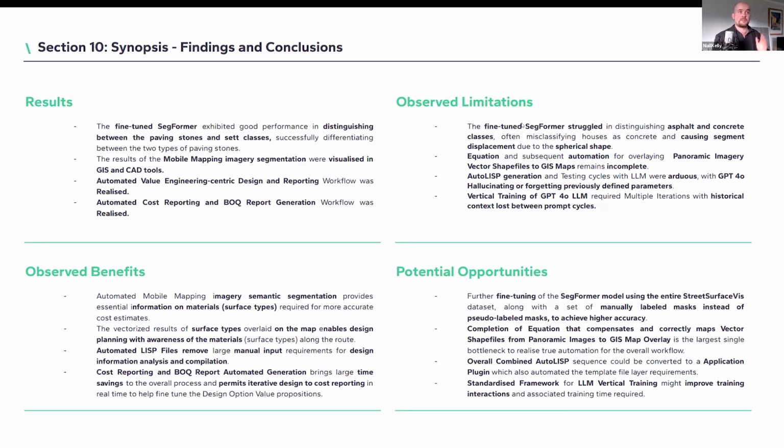And then the potential opportunities are basically the inverse of the observed limitations, whereby if we utilize, let's say, manually labeled masks, we might improve the SegFormer issues that it's struggling with. The completion of the equation will automate that full panoramic image to QGIS 2D mapping algorithm. We also have the overall combined AutoLISP, which could be implemented as a plugin now for those who are not LISP literate. And then a standardized framework should be developed for informing the vertical training of LLMs so that they don't lose the context you've already previously informed them of.